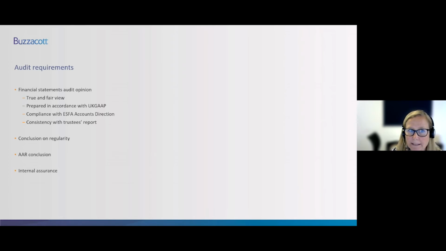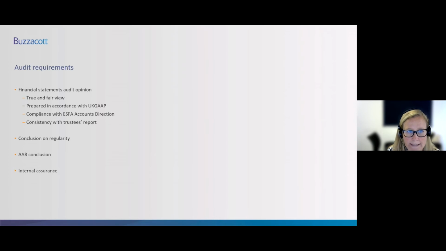On the regularity audit requirements, so to provide that limited assurance on the accounting officer's statement, auditors basically will need to be looking at everything that you have done as accounting officer and that Alison was explaining earlier. So they will need to gain an understanding of the Academy's policies, systems and controls. They will need to review relevant transactions, so things like expenses, transactions with related parties.